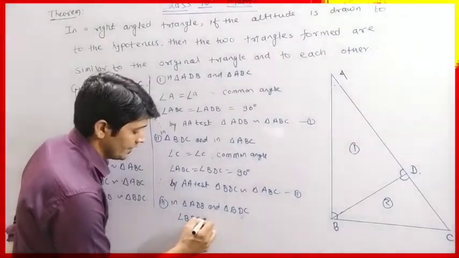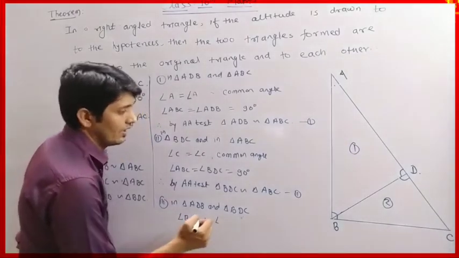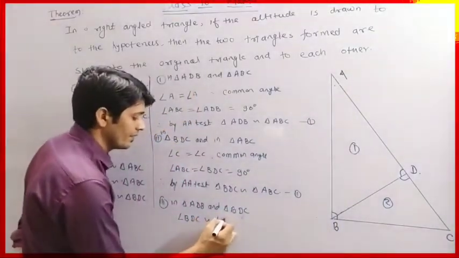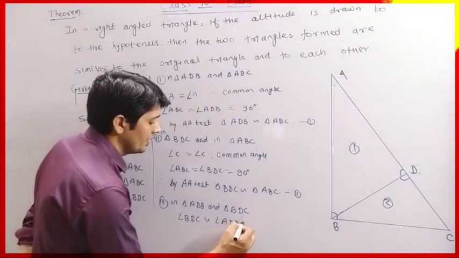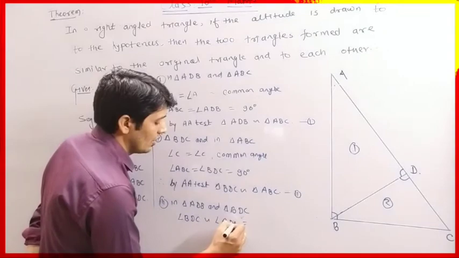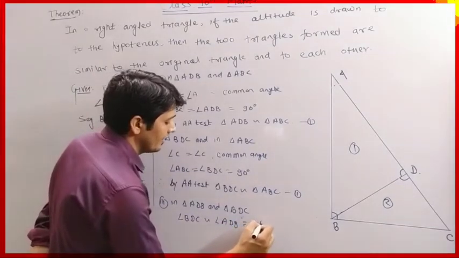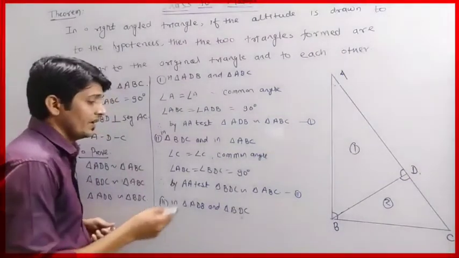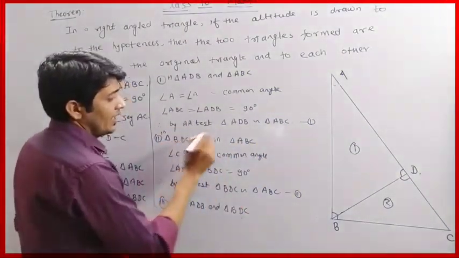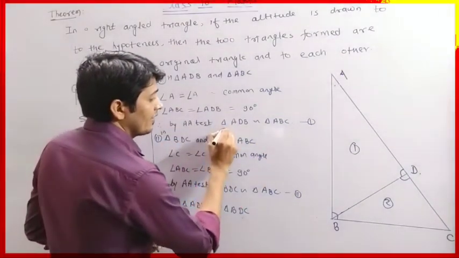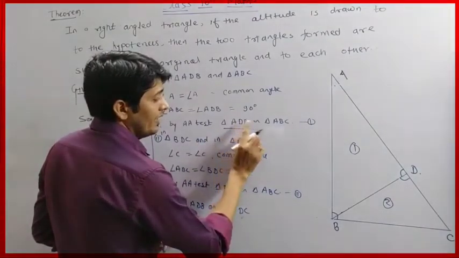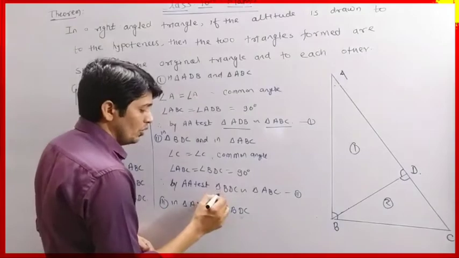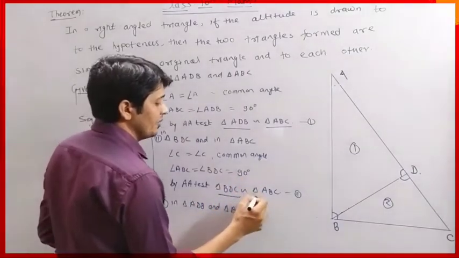So we write that angle BDC is equal to angle ADB, which are of measure 90 degrees. Now here we can see that in equation 1, triangle ABD is similar to ABC, and in equation number 2, BDC is again similar to ABC.